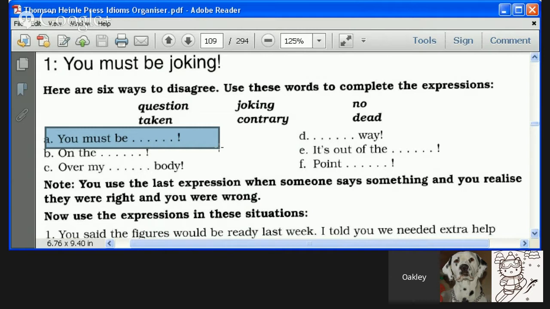You're putting me on. That's another. You've got to be putting me on. Pulling my leg. You must be pulling my leg. Okay, all of these expressions mean I can't believe what you're saying, and I think you're probably lying to me. There are a lot of these, frankly. Okay, anyway, Max, how about B?